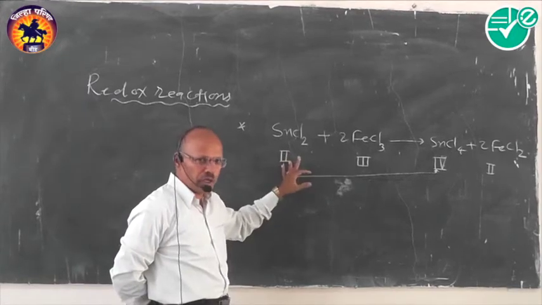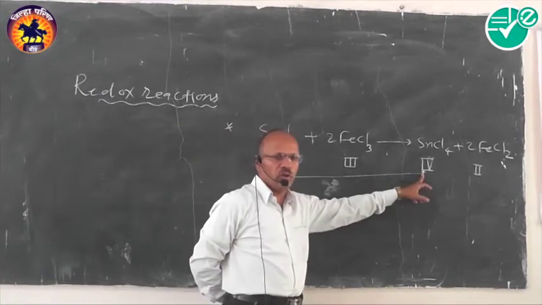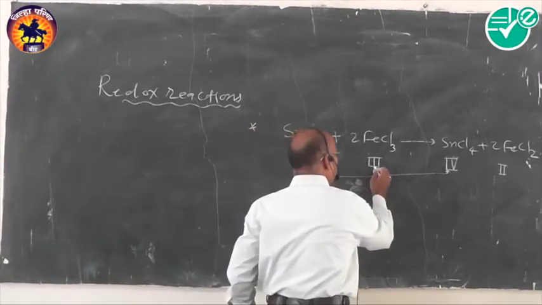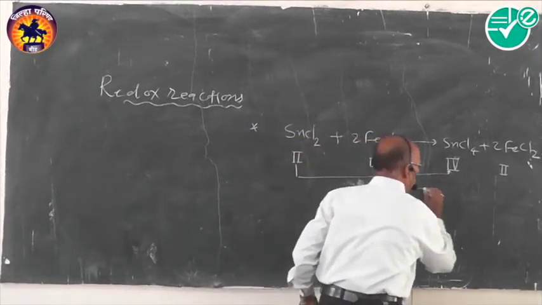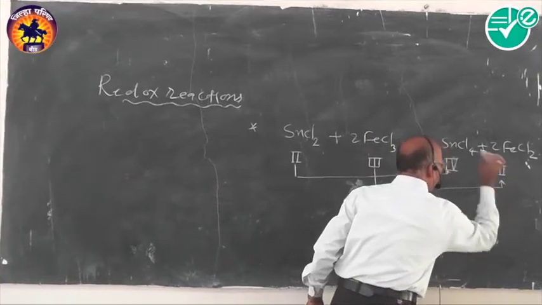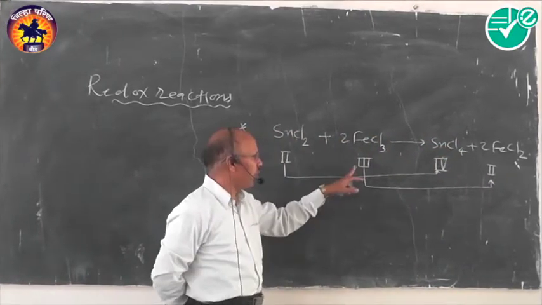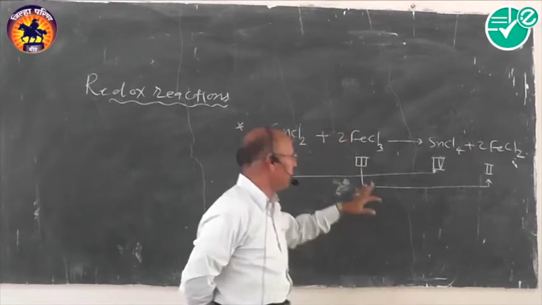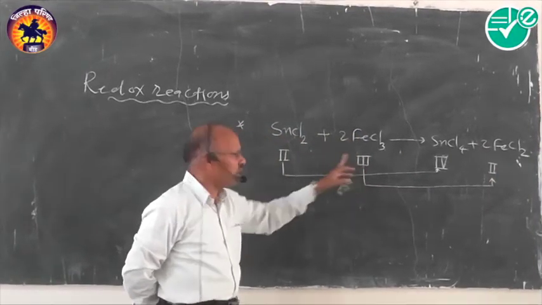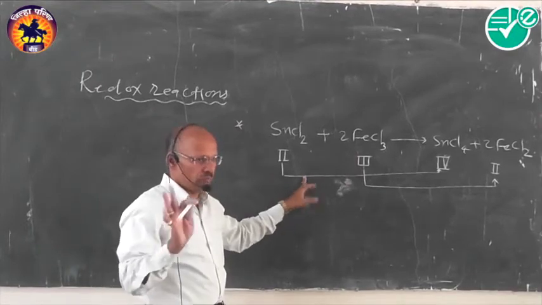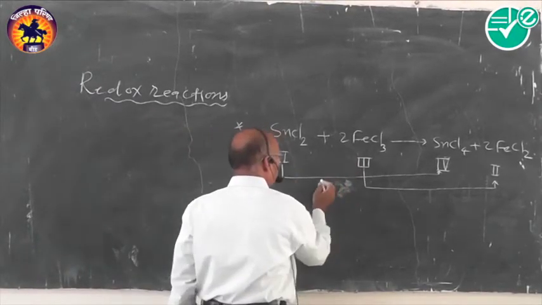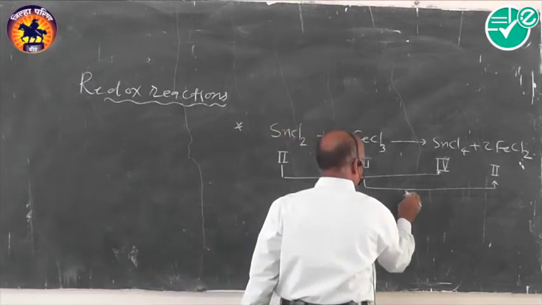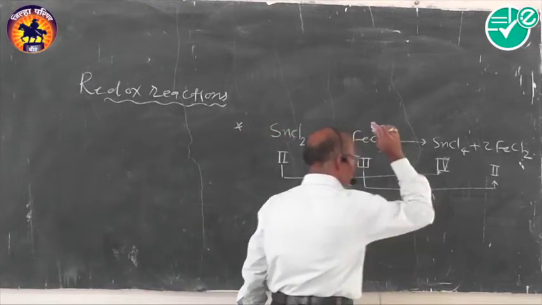Oxidation number has already increased here from 2 to 4, showing the process of oxidation. Along the same lines, ferric chloride shows reduction, forming ferrous chloride. The decrease in oxidation number is from 3 to 2, which shows the process of reduction. This one shows oxidation. Excellent. Now here we have the process of oxidation, and here we have the process of reduction.